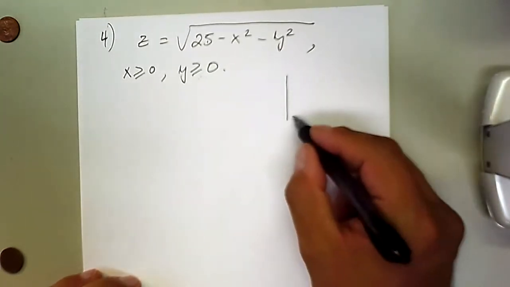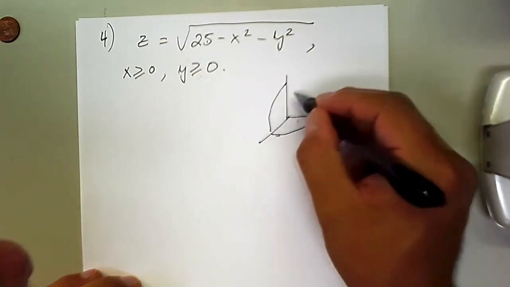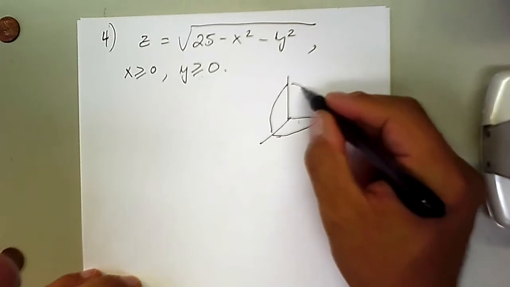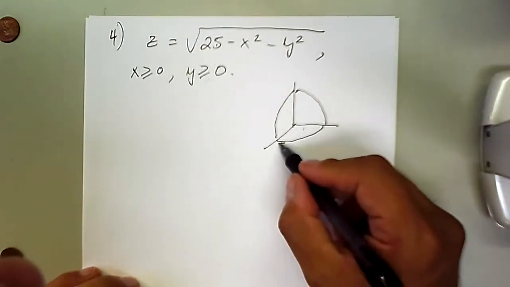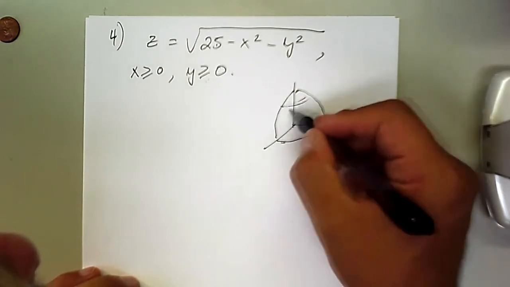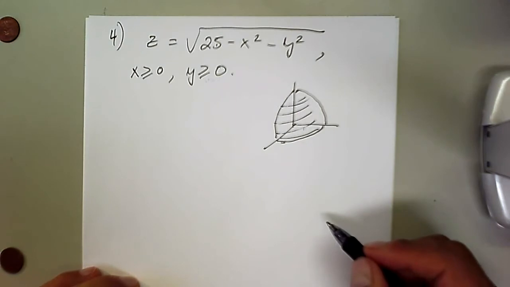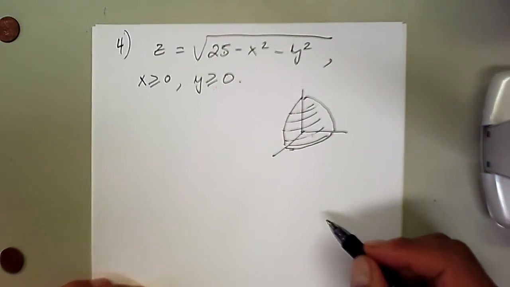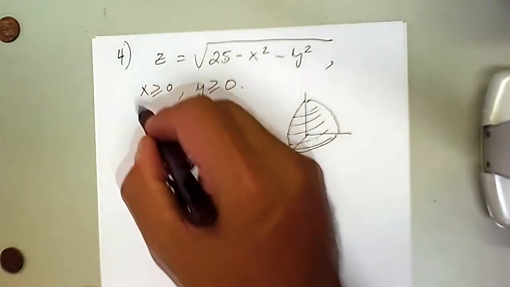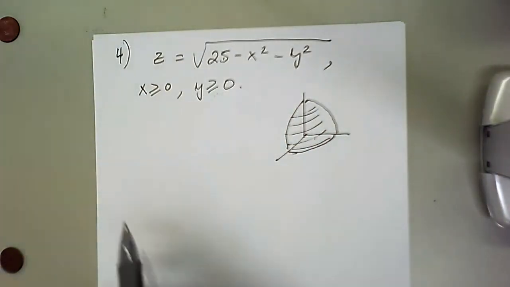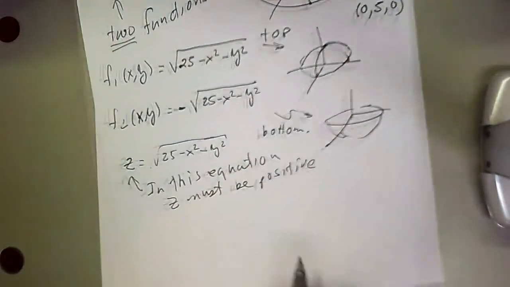So that means we're going to have just 1/8 of the sphere. So just the part that is in the first octant. So this is the only part there of the sphere that will be represented by this function. Again, this is the same as this example, example 3.